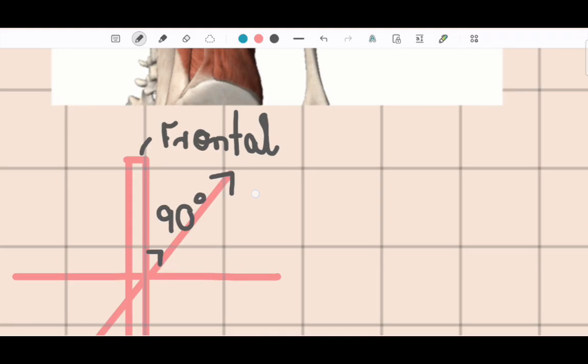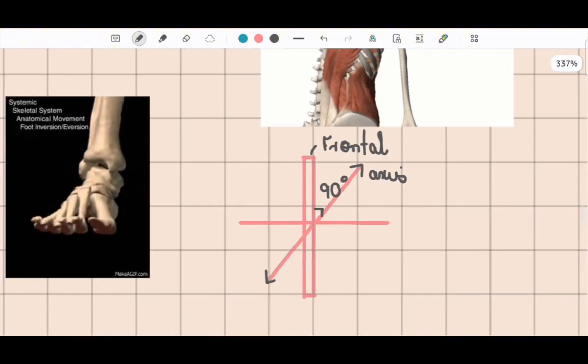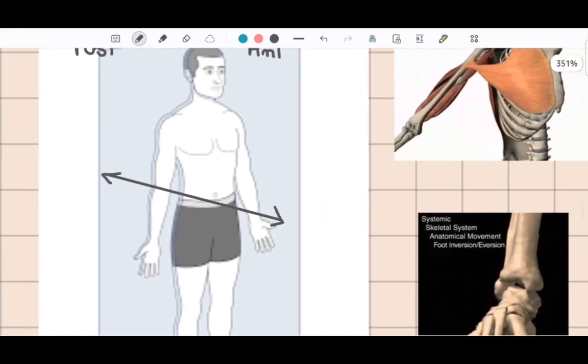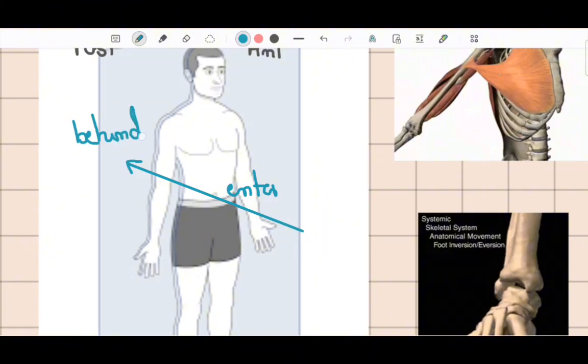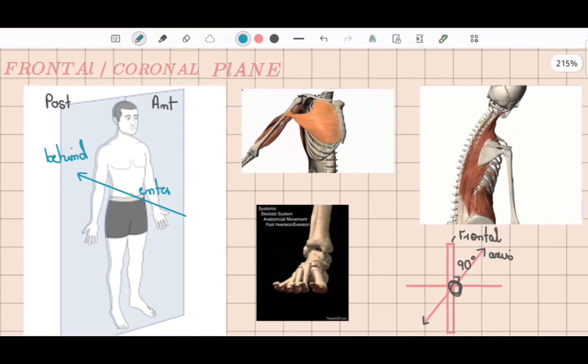So this is your axis here, and this axis is basically entering your body and leaving it from behind. So we will just make it one axis type. It enters from front and leaves from behind. Okay, and here it is leaving from behind. So this is your axis with respect to which plane? Frontal or the coronal plane.